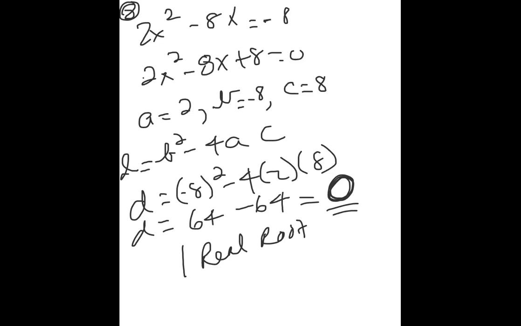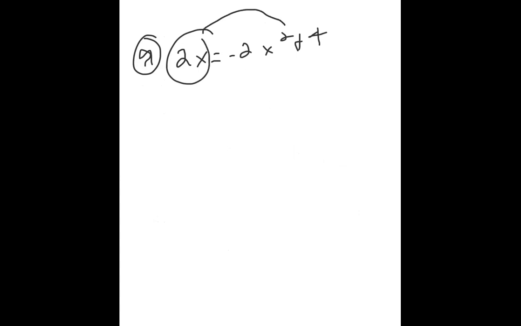All right, guys. Number 9 is another discriminant question. 2x equals negative 2x squared plus 4. So we're going to take the 2x, move it over. We're going to set the quadratic equal to 0 first. So we get negative 2x squared minus 2x plus 4.